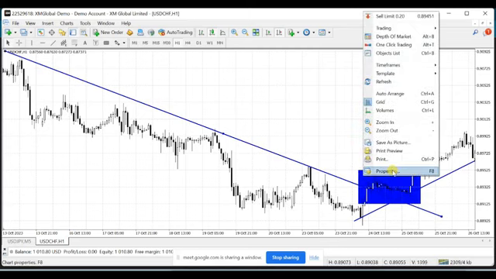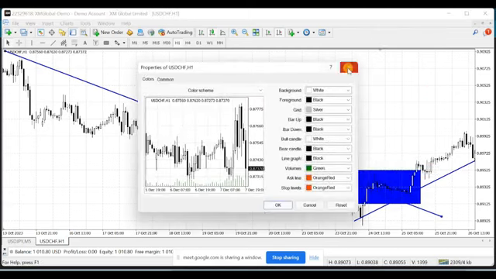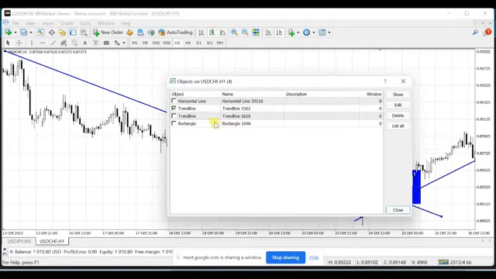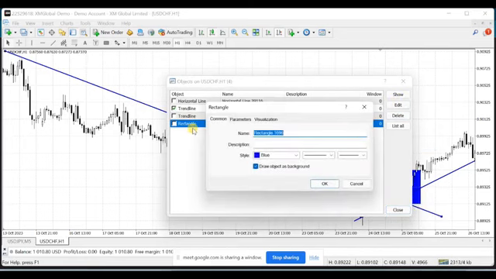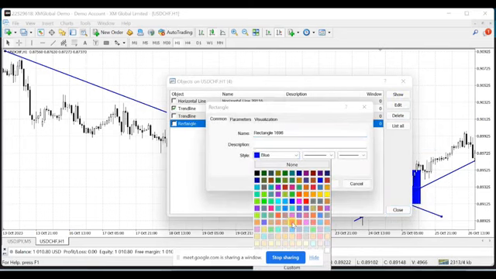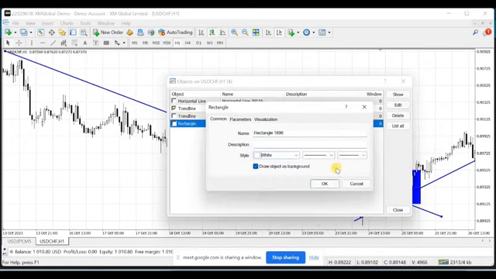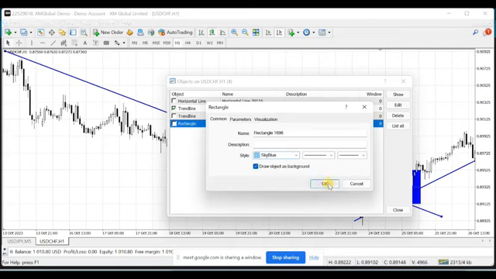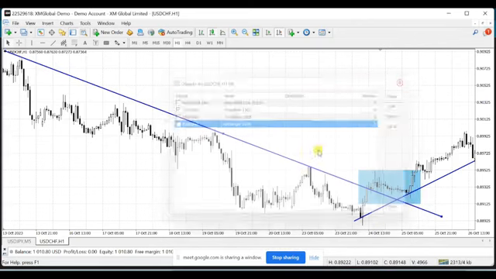Let me change this color, please. I want something that is lighter so that we can see through it. Okay, so I think this is better.